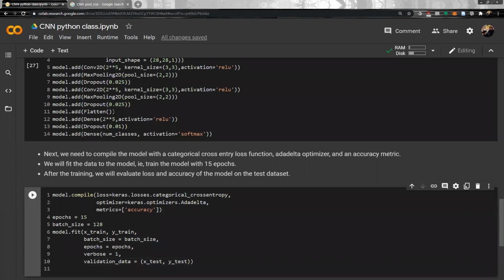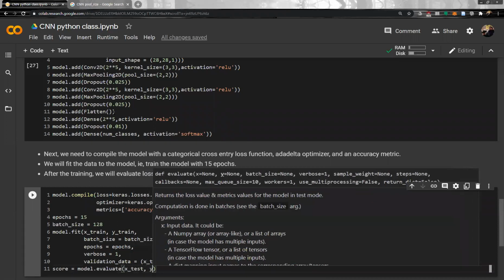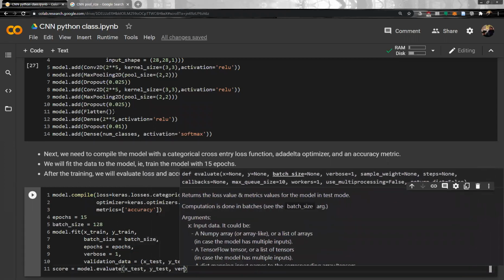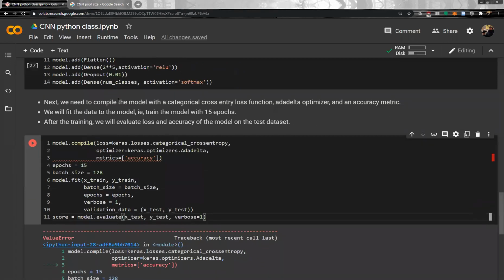The score about the accuracy metric will be model.evaluate. When we evaluate, we have to evaluate on the testing set, right? X test, Y test. Verbose 1. So let's run it.